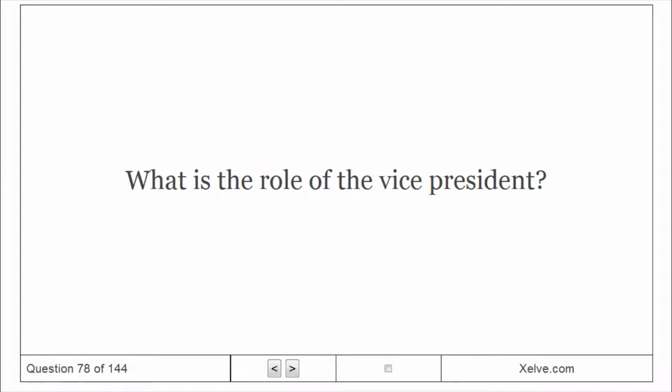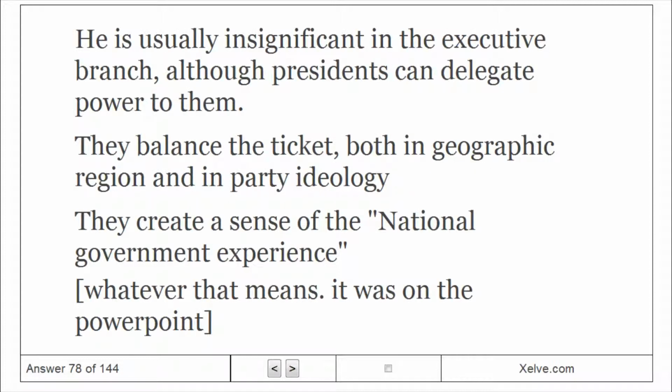What is the role of the vice president? He is usually insignificant in the executive branch, although presidents can delegate power to them. They balance the ticket, both in geographic region and in party ideology. They create a sense of national government experience, whatever that means. It was on the PowerPoint.